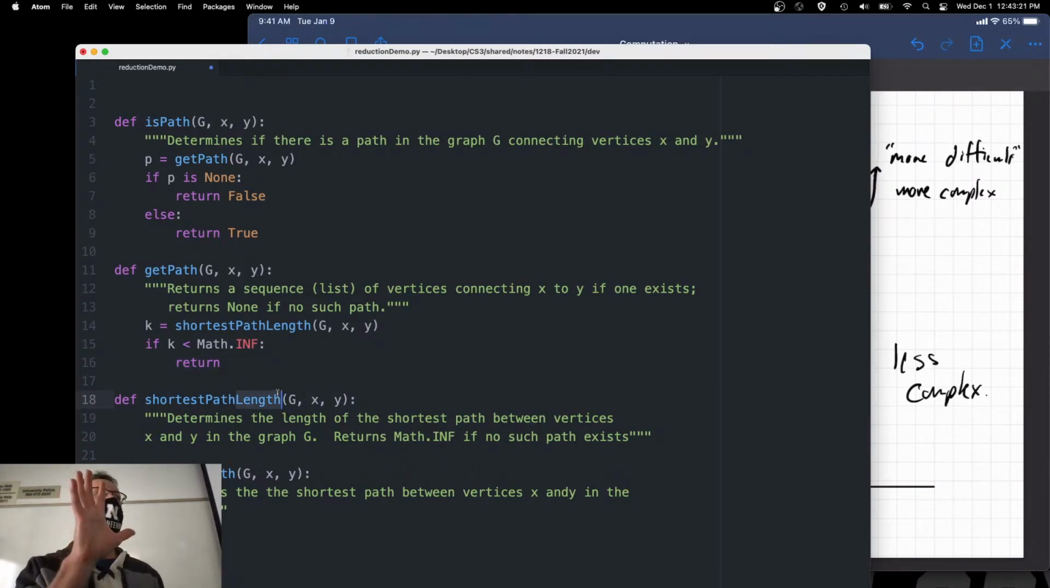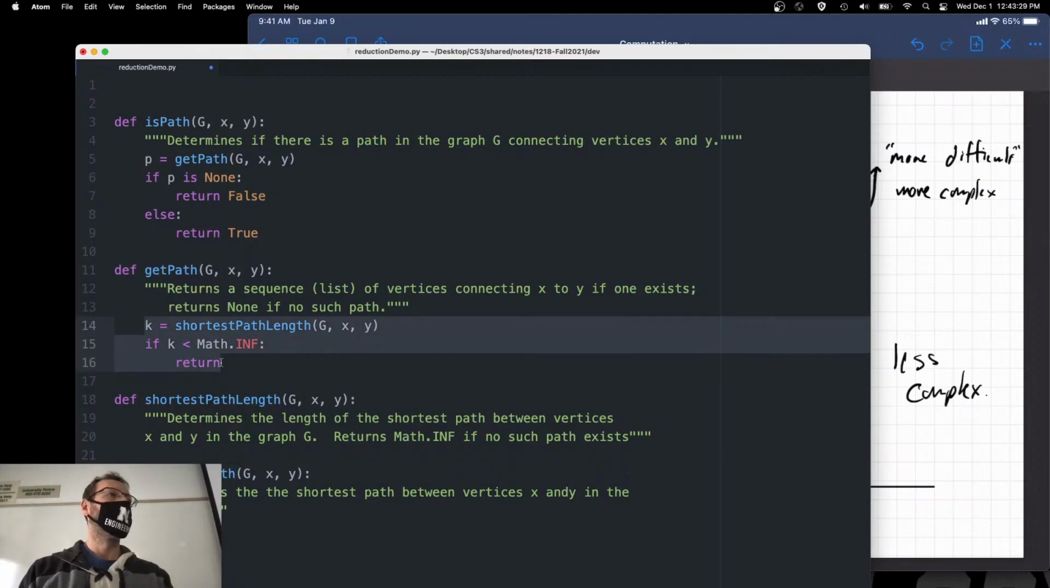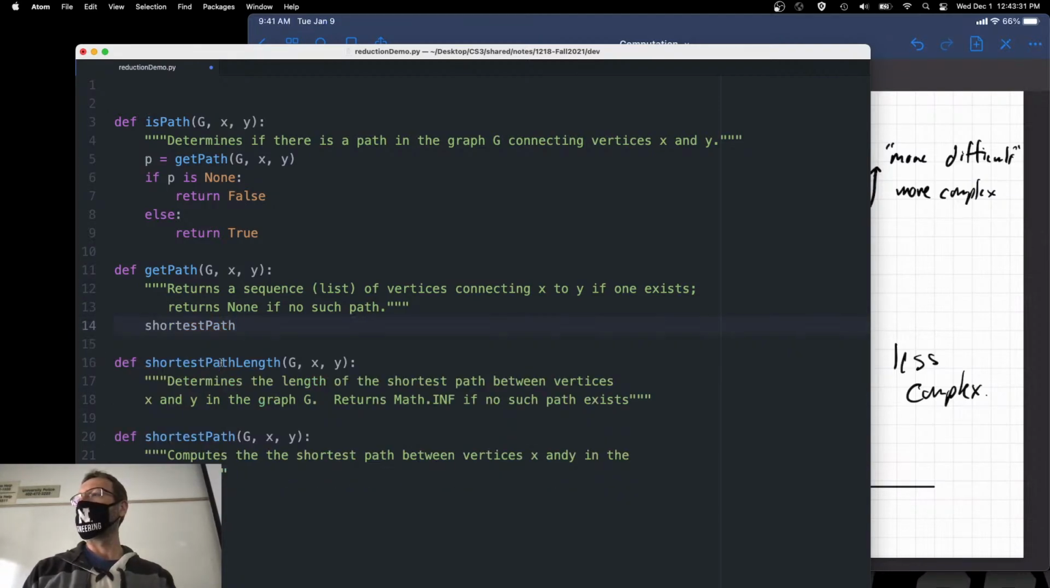It's 5, right? Does that tell me what the actual path is? No. So what could I do instead? The actual shortest path. Okay, return the shortest path of X and Y. And if there is none, then we can put that in the documentation down here that it returns an empty list or None or something like that. Return. Right. Great. All right.